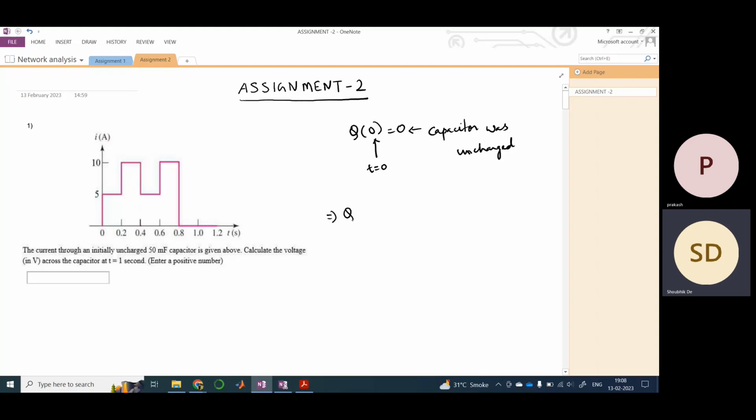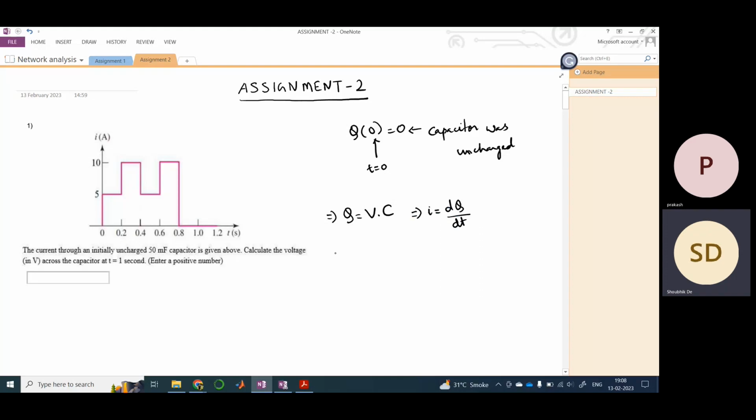It is nothing but Q equals V into C, where V is the voltage across the capacitor, C is the capacitance of the capacitor, and Q is the charge developed by the capacitor. Now we need to write an expression for the current. The current I equals dq/dt, as we know, which is the rate of change of charge with time.